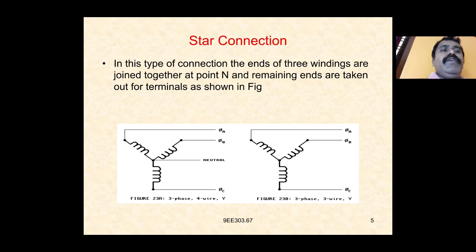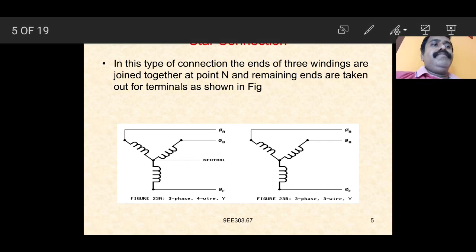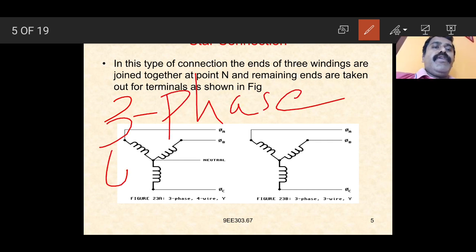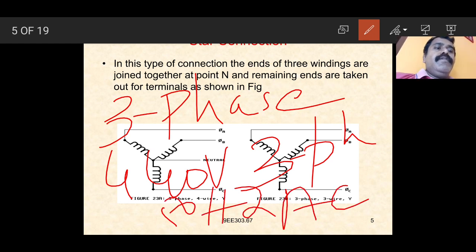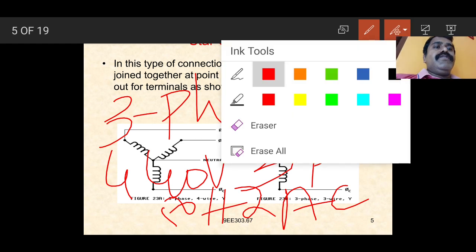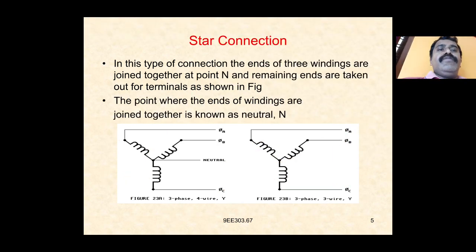In the case of three phase connections, the supply can be taken as 440 volts, three phase, 50 hertz AC supply. This is the supply voltage. The point where the ends of the windings are joined together is known as the neutral point.